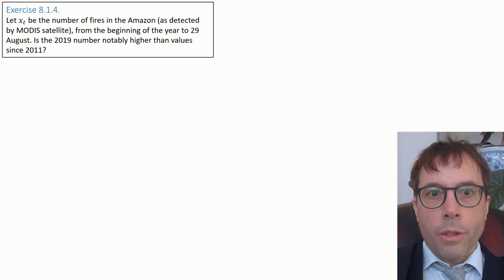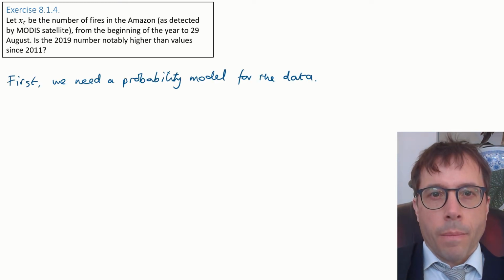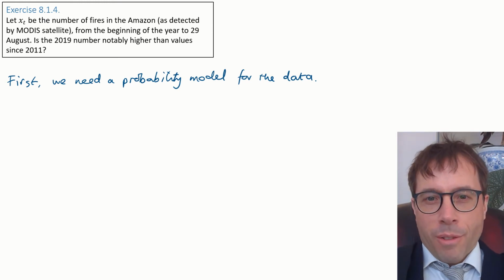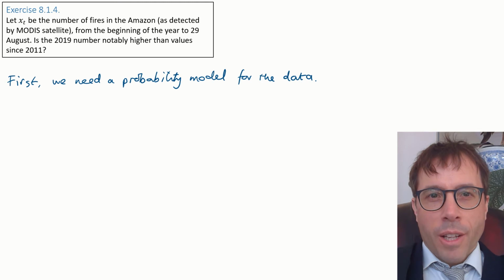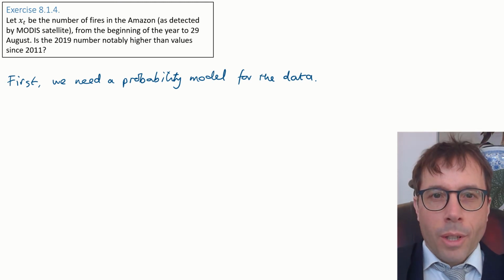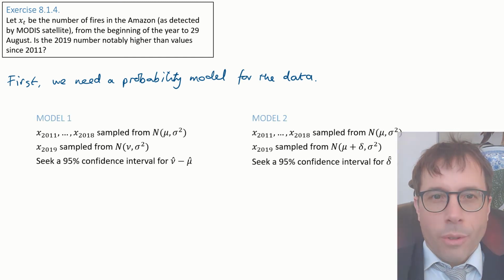First, we need a probability model for the data. When you're a data scientist, no one tells you the right probability model. You have to figure it out for yourself. And in fact, there's no such thing as the right model. All models are wrong, but some are useful. So let me offer not one, but two models.